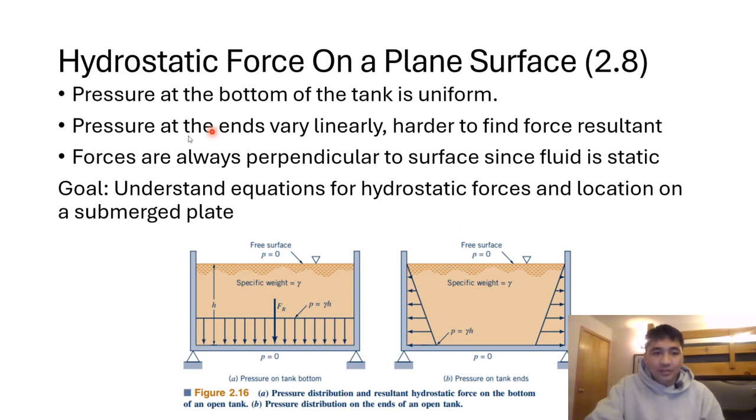Pressure at the bottom of the tank is uniform. Just talked about that. Pressure at the end varies linearly. Yeah, this varies linearly here. It's harder to find a force resultant. Forces are always perpendicular to the surface since the fluid is static, which we talked about really early in the lecture, right? Where these forces are perpendicular to the areas they're getting applied to. So the goal is to understand equations for hydrostatic forces and the location of where the force resultants are going to be for these submerged plates.